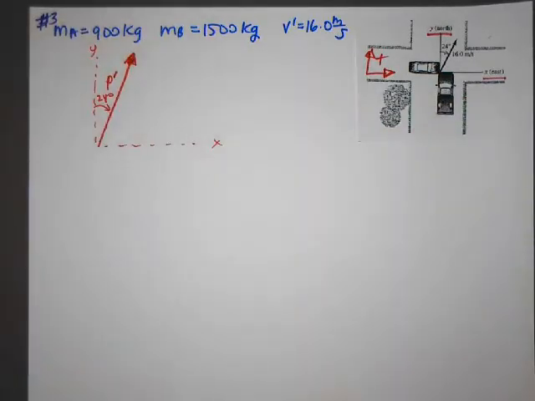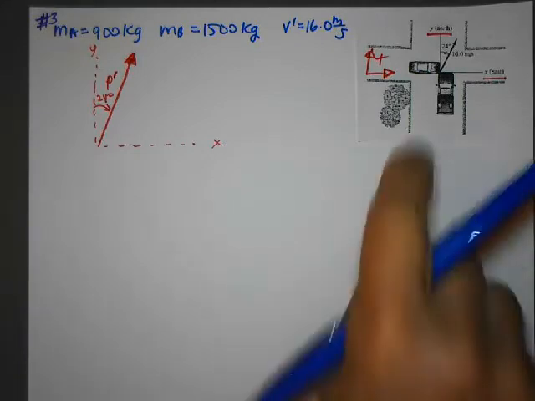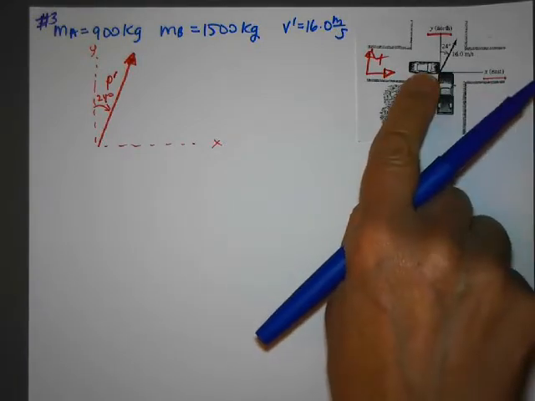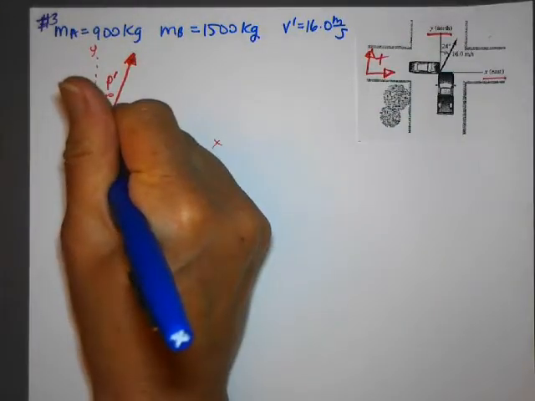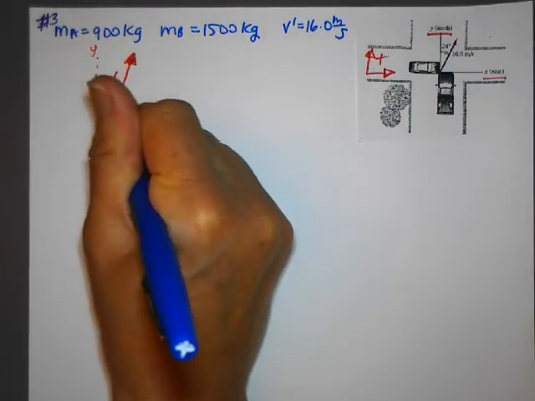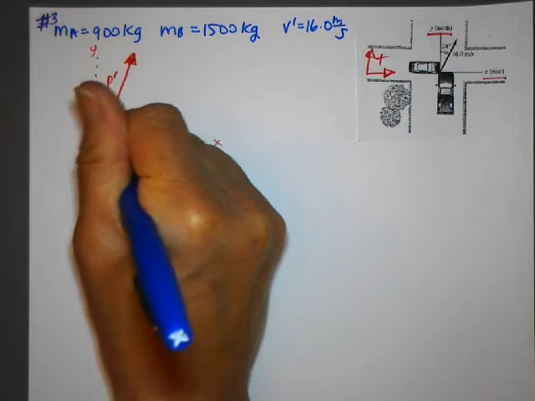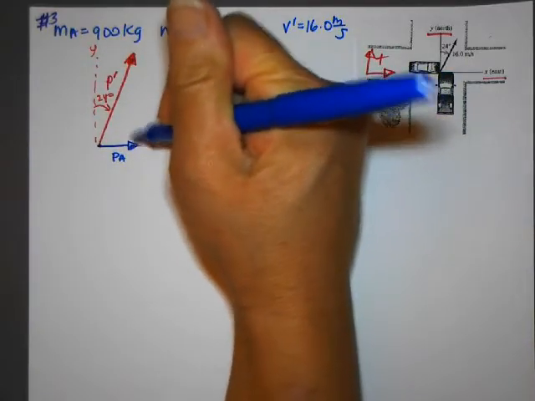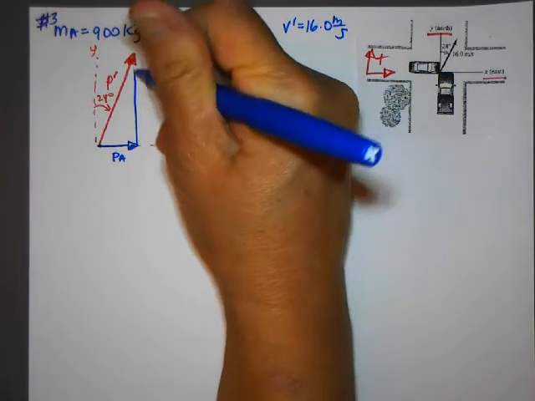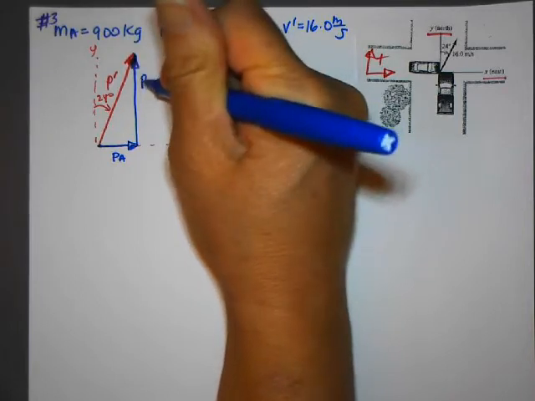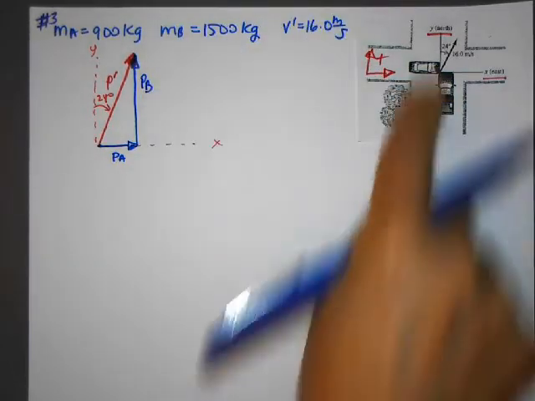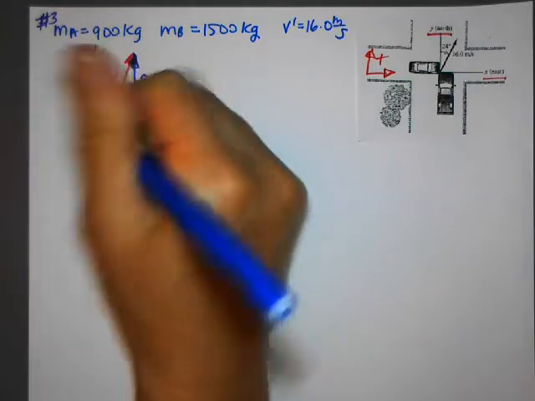So the total momentum before is equal to the total momentum after. The momentum of car A before, remember it's going east, this is where I start. So I'm going to go like this. This is going to be PA. From the head of this vector, I put the tail of the other, and this is PB. And this made it easy because they're perpendicular.